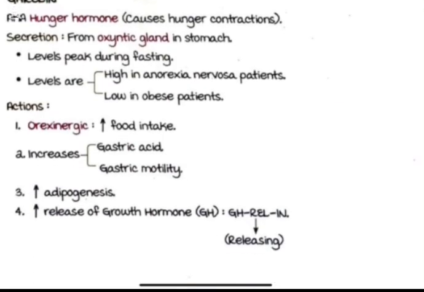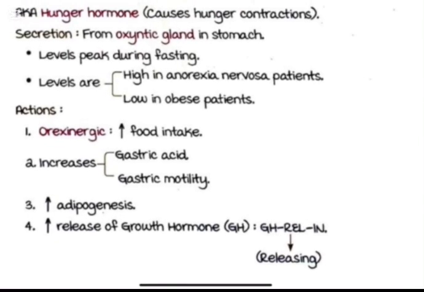Ghrelin, also known as the hunger hormone, causes hunger contractions. It is secreted from the oxyntic gland in the stomach. Levels peak during fasting. Levels are high in anorexia nervosa patients and low in obese patients. Actions: orexigenic, increased food intake, increased gastric acid and gastric motility, increased adipogenesis, increased release of growth hormone. Ghrelin is growth hormone releasing. Ghrelin increases growth hormone.